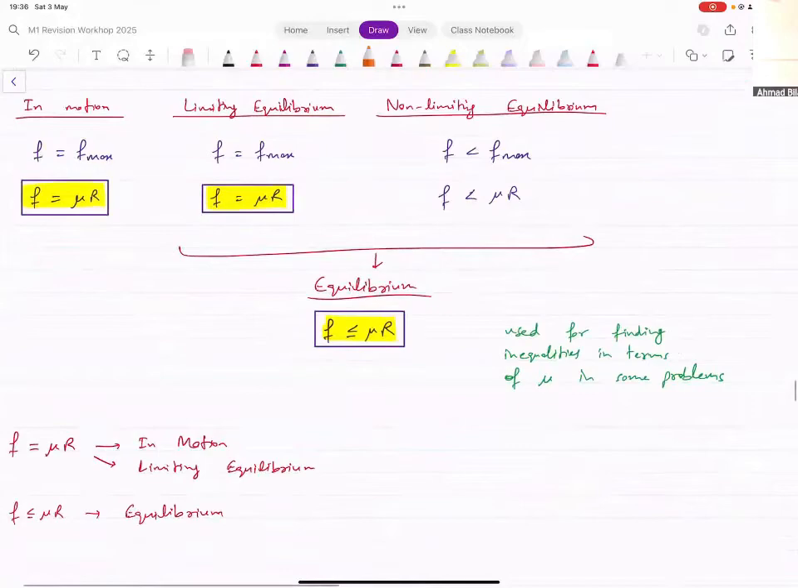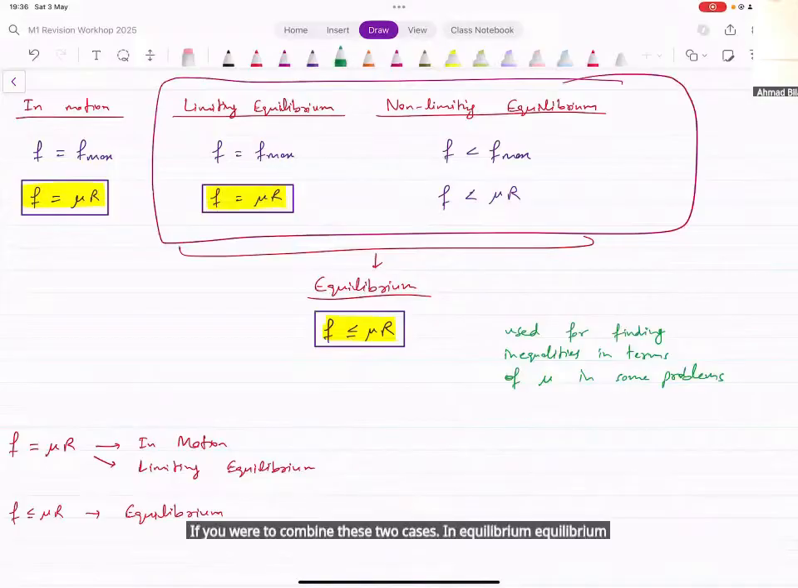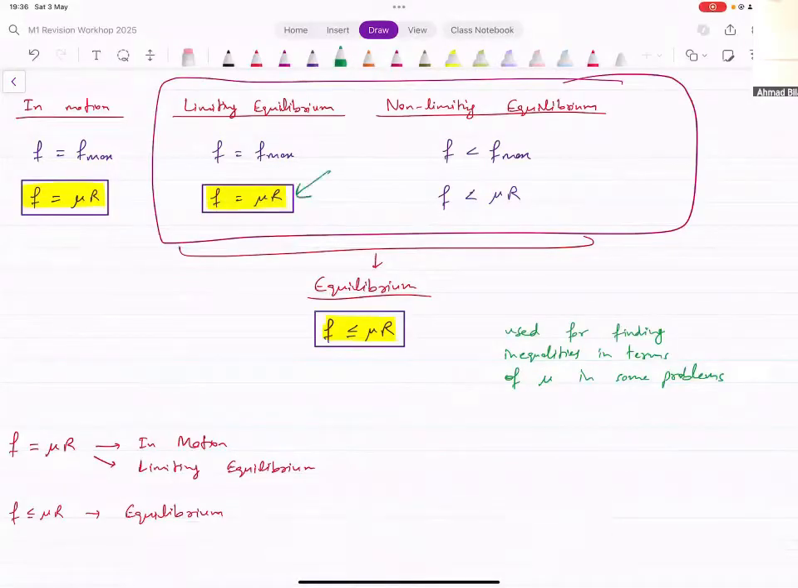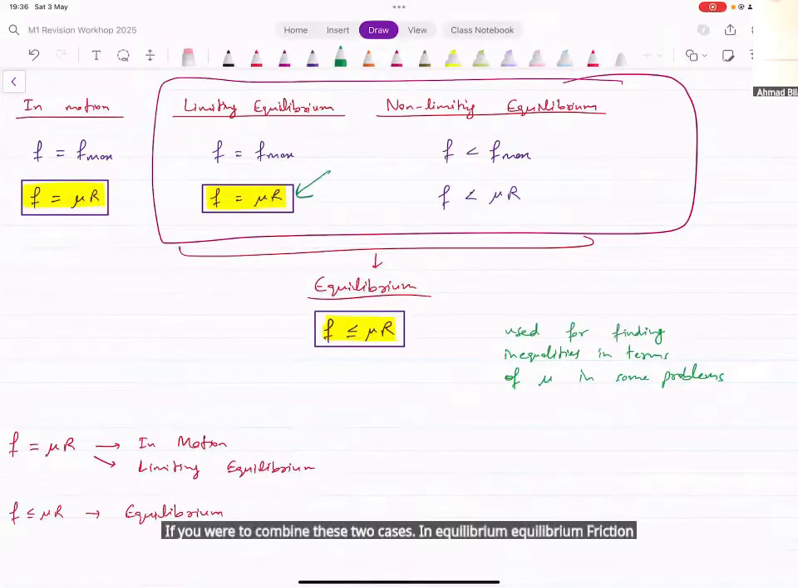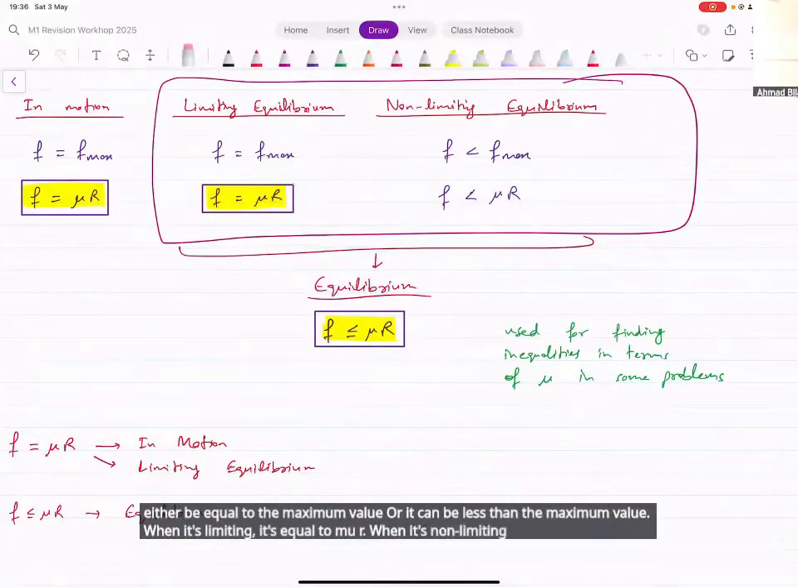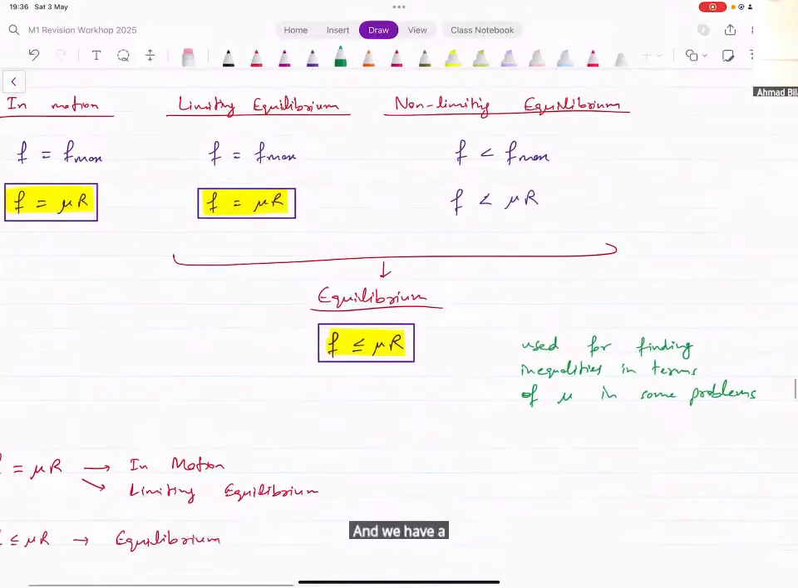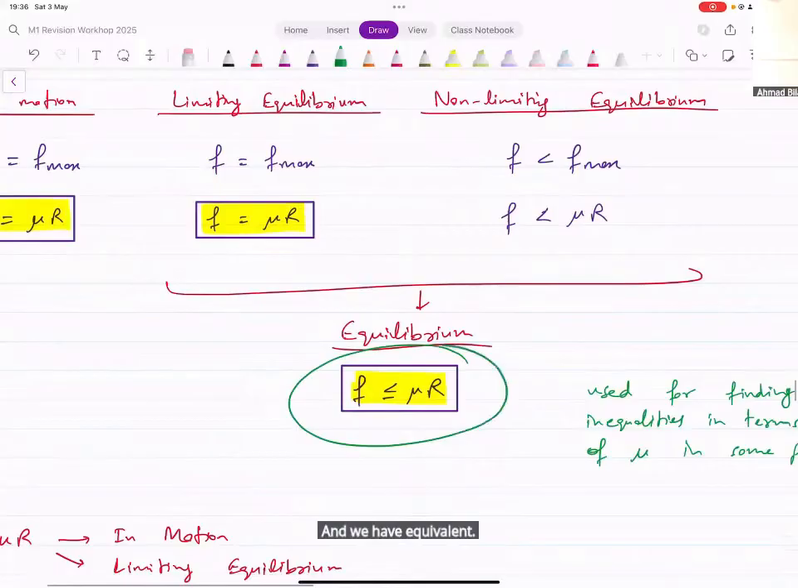If you were to combine these two cases, in equilibrium, friction can either be equal to the maximum value or it can be less than the maximum value. When it's limiting, it's equal to mu R. When it's non-limiting, it's less than mu R. If we combine these two cases, we can say whenever we have equilibrium, that means friction is either less than or equal to mu R.